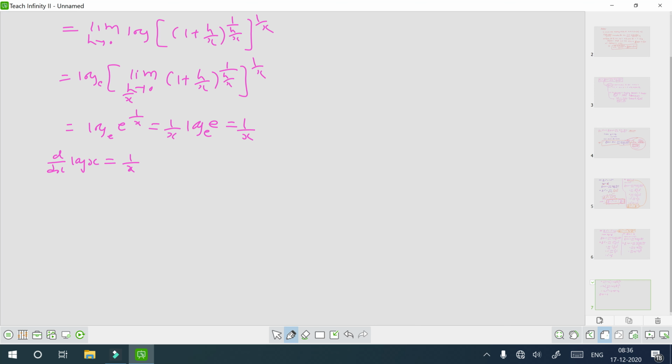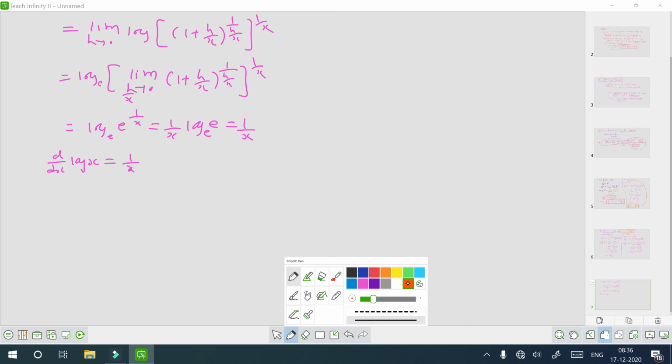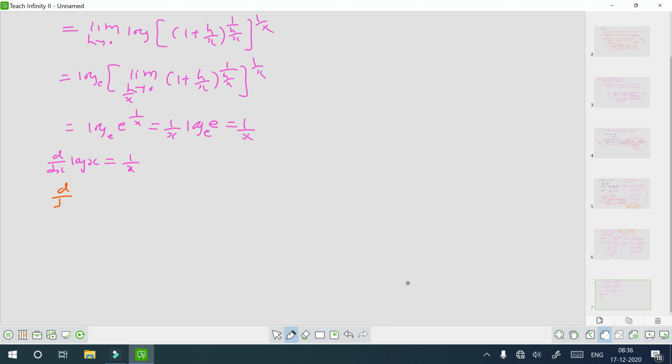Now, how we are going to remember in other form? d by dx of log of some function, or d by dx of log mod of some function, is equal to 1 by that function into d by dx of that function.